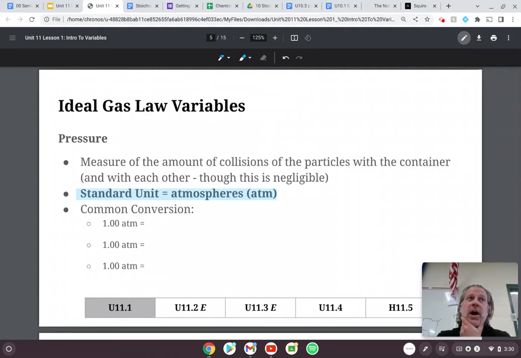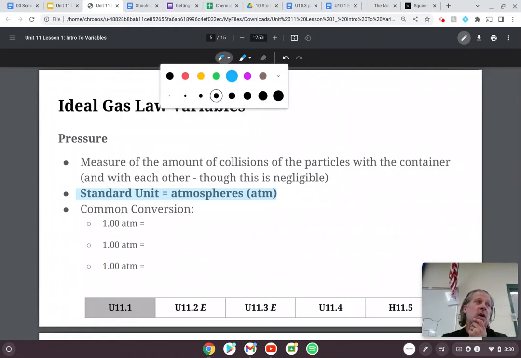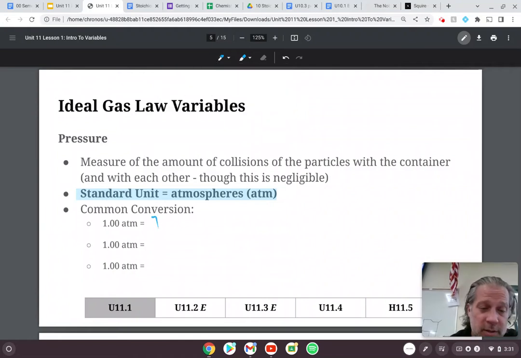In the United States, when we talk about pressure, like you fill up a car tire or you fill up a bicycle tire, it's usually in something called the PSI, which is pounds per square inch. But we don't use the PSI in chemistry. We use the atmosphere. But there's some other ways that we can measure pressure in chemistry. One of them is 760 millimeters of mercury, mmHg.